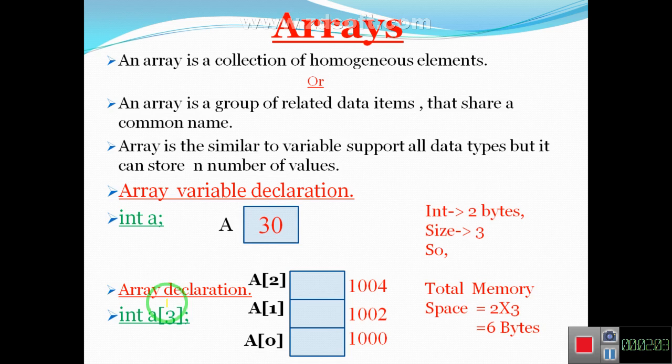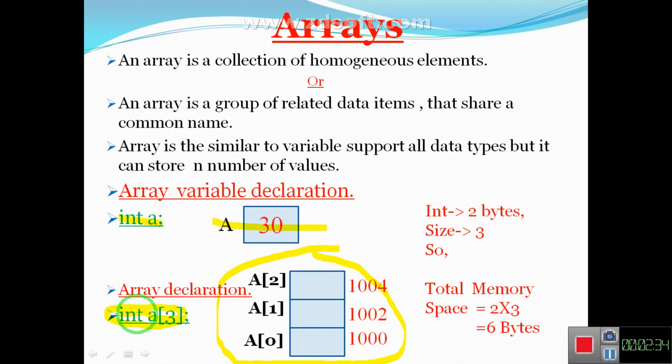Now we can see the array. Array is also one of the declarations, similar to the variable. Integer A means it is creating a single location like this. But in the array declaration, integer A of 3, it is going to create the locations like this.